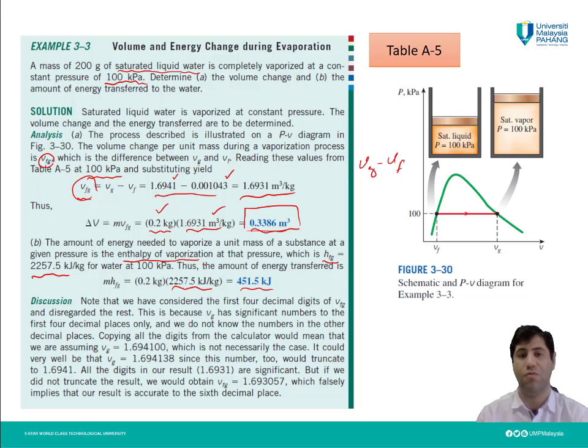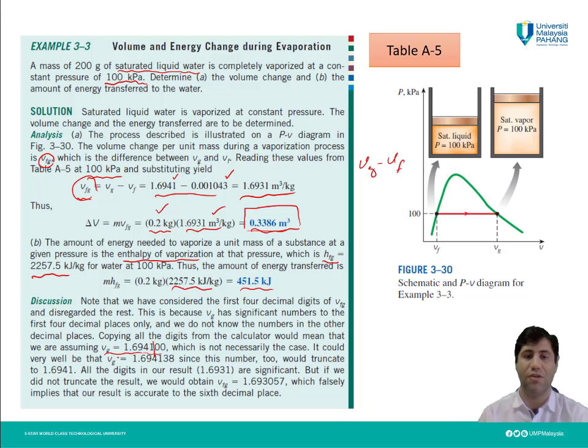However, you may know in mathematics that we need to deal with only the significant digits. So we keep just 4 decimal digits here. This is because VG has significant digits only to the first 4 decimal places, and we do not know the number in the other decimal places. Copying all the digits from the calculator would mean that we are assuming VG is like this. However, it is not like that. The accuracy of our measurement is until here. We don't know about after that, according to the table.